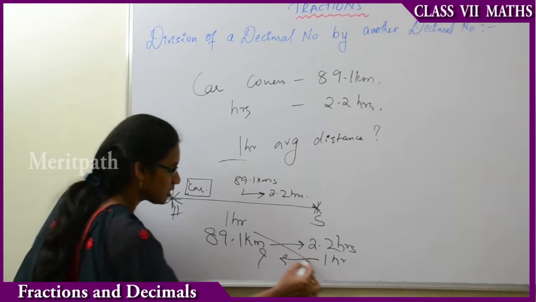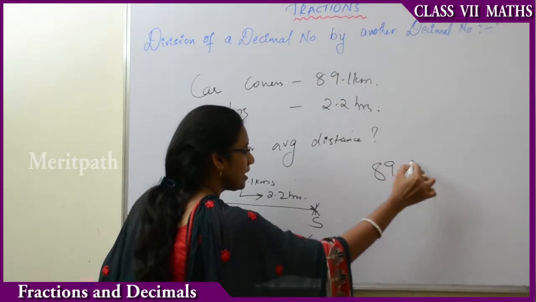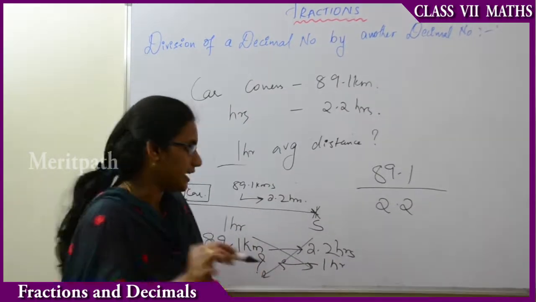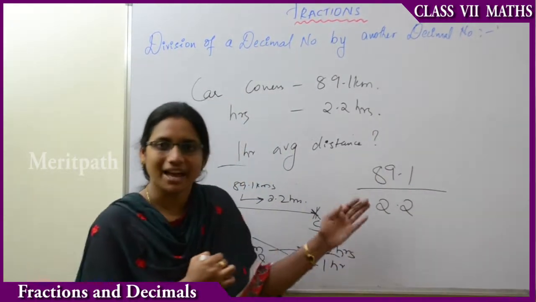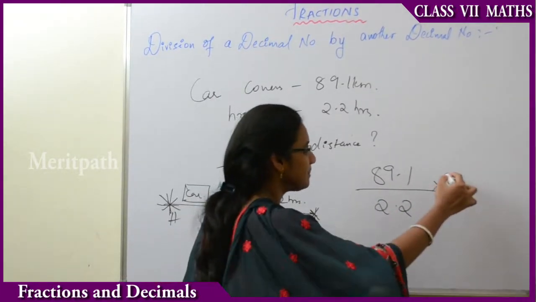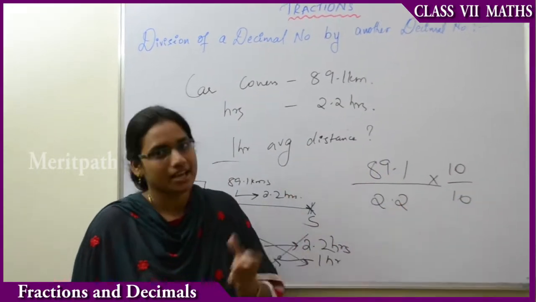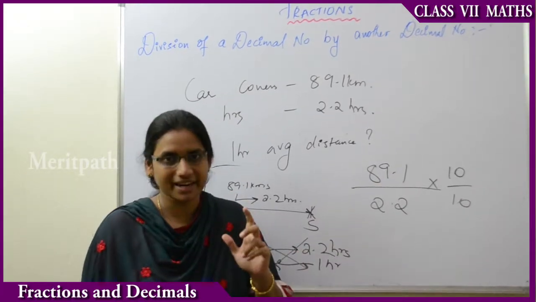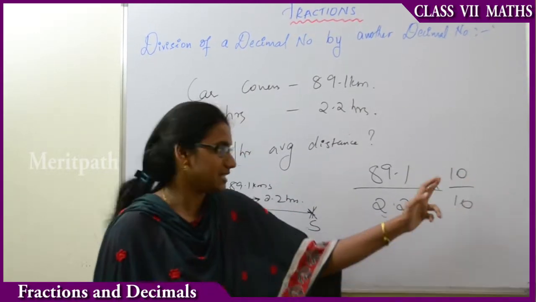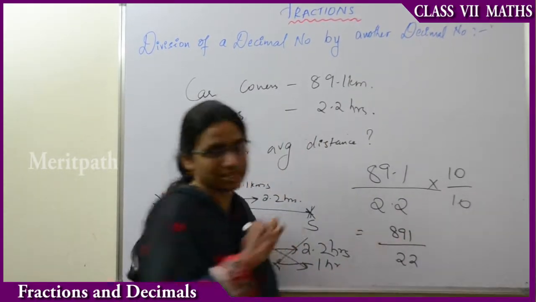This is just cross multiplication and we will be getting the answer as 89.1 kilometers divided by 2.2. That is division of a decimal number by another decimal number. Now here first we will be converting it into a whole number, that is multiplying with 10, because after the decimal point we are having one digit place, right? Therefore, we multiply with 10. Here we will be getting 891 divided by 22.